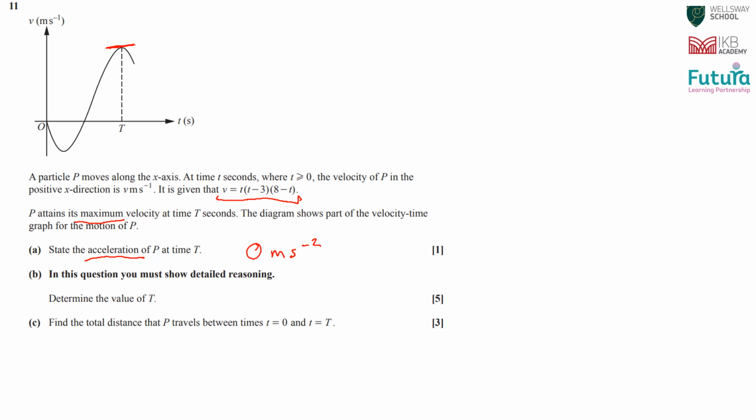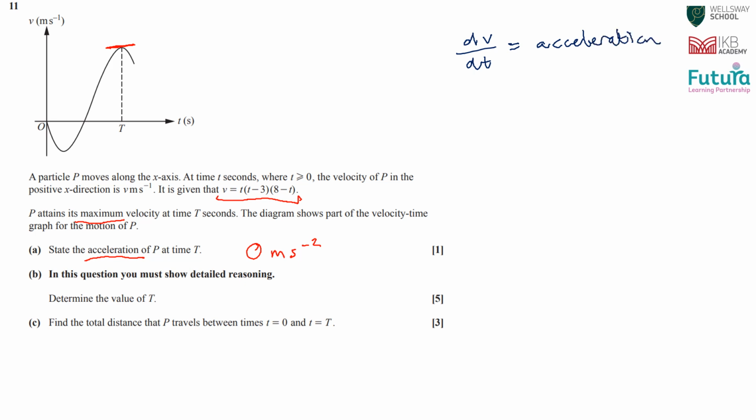After that, part B. In this question, you must show detailed reasoning. Determine the value of t. Or, in effect, what number is t going to be when the acceleration is 0? And so what we need to do is find the acceleration. Now, to find the acceleration, we can differentiate the velocity, because when you differentiate velocity with respect to time, you get acceleration. And so that's what we're going to do.